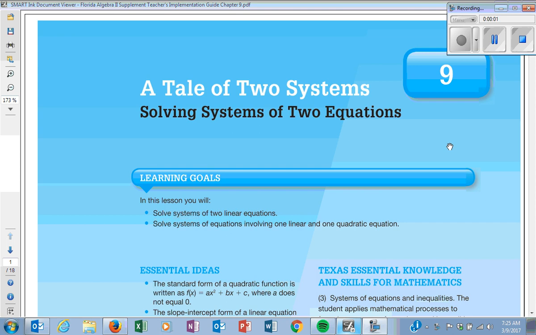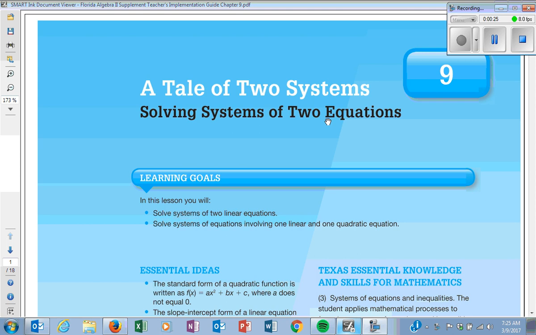Alright, so in activity 9, we're going to be solving systems of two equations. You should have done this in Algebra 1, but you were doing it with two linear systems. So you had like x plus 7y equals 10, and then 2x minus 3y equals 20, and you were basically seeing when those two things intersect.